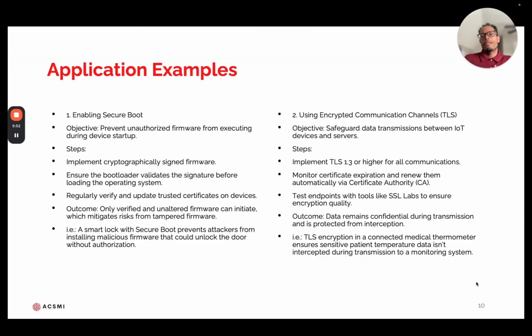An actual real-world application. Let's talk about using encrypted communication channels, using that TLS. So the objective here is to safeguard data transmissions between the IoT device and the server that's on the network or somewhere else. So we want to implement TLS 1.3 or higher, because we're always evolving, getting more and more up to date on everything. And then we want to monitor the certificate expiration. We talked about that revocation list as well.